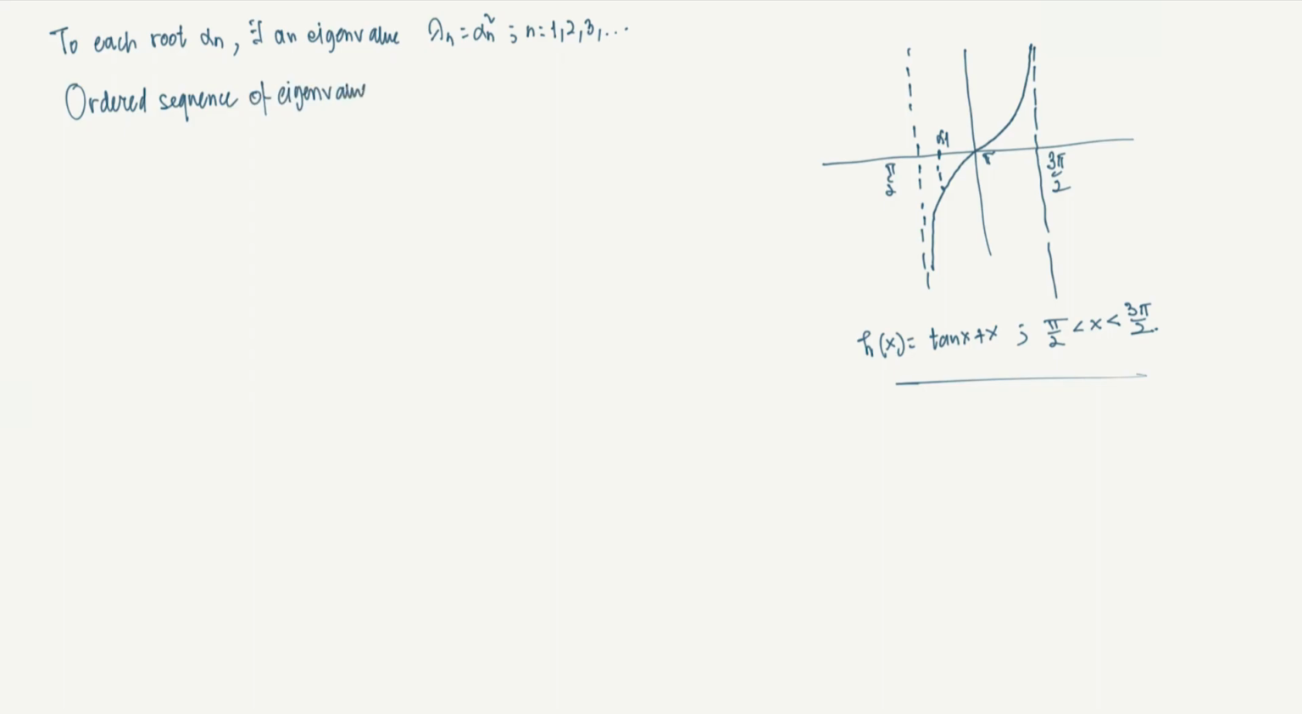And how does it look? It looks like this: lambda 1 less than lambda 2 less than lambda 3 in this case. And if you notice these lambda n's, the roots alpha 1, alpha 2 which you are going to get, as n tends to infinity, the limit of lambda n is equal to infinity. So basically the limit goes to infinity. I hope this is clear.